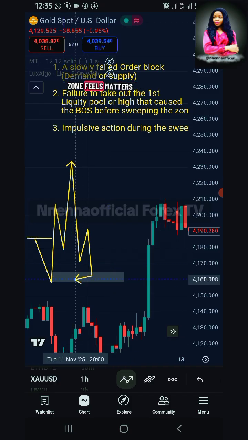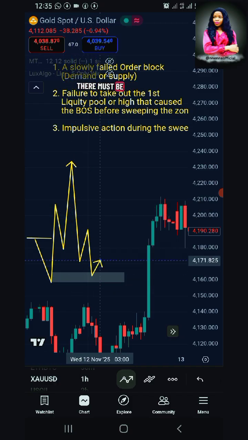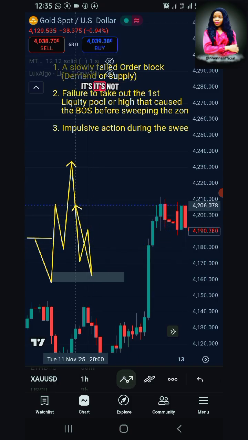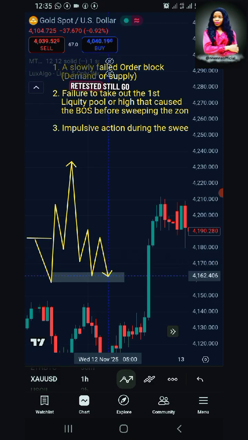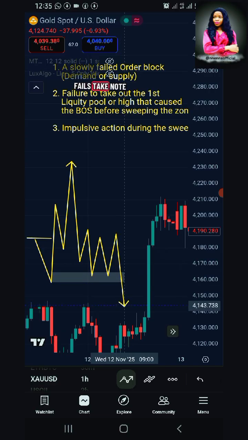Now, how the zone fails matters. First of all, there must be a reaction, and of course, it's not taking out the first high. We already know that. So the market has reacted, maybe did something like this, came back again, retested, still went up, and then finally fails. Take note of how it fails. This is the failure.